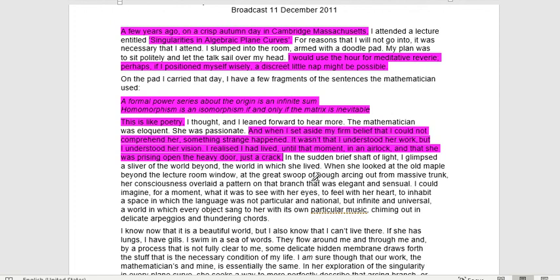In the sudden brief shaft of light, I glimpsed a sliver of the world beyond, the world in which she lived. When she looked at the old maple beyond the lecture room window, at the great swooping bow arcing out from a massive trunk, her consciousness overlaid a pattern on that branch that was elegant and sensual. I could imagine for a moment what it was to see with her eyes, to feel with her heart, to inhabit a space in which the language was not particular and national, but infinite and universal. A world in which every object sang to her with its own particular music, chiming out in delicate arpeggios and thundering chords.